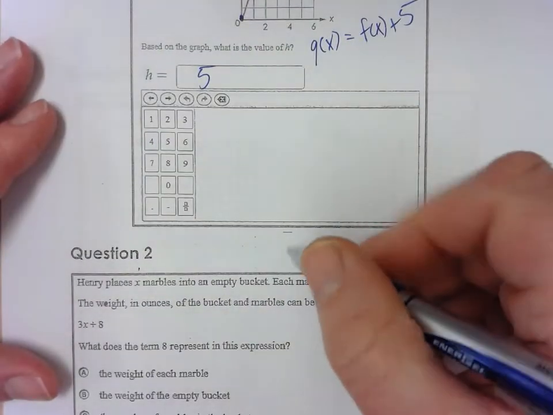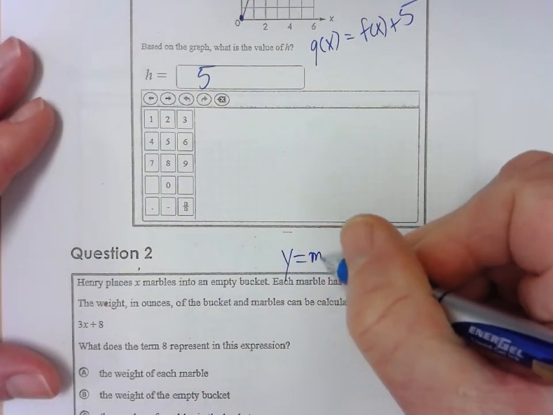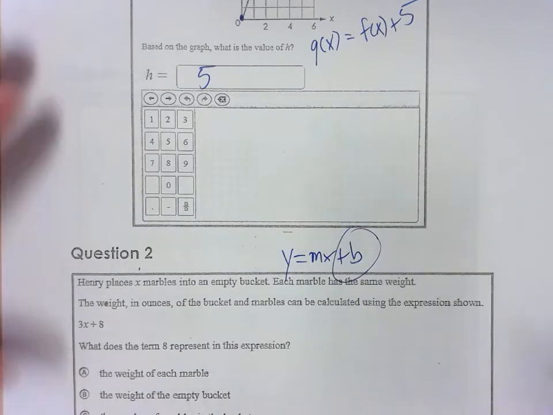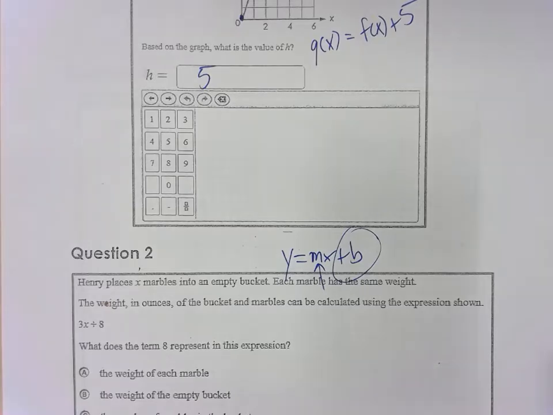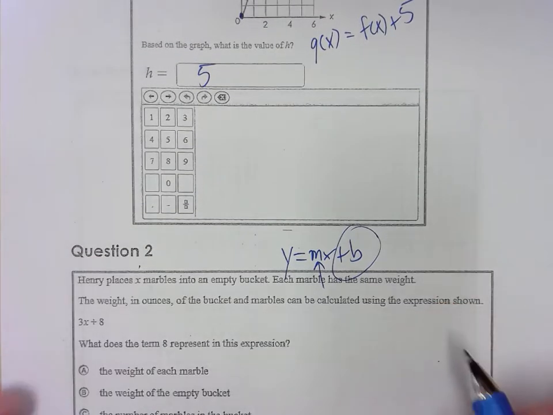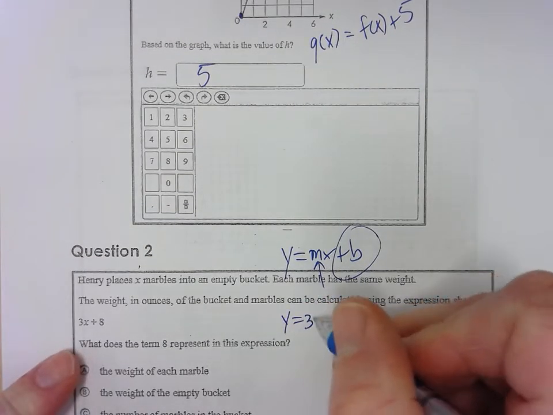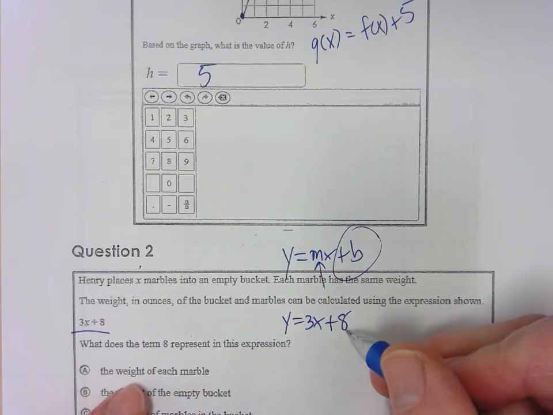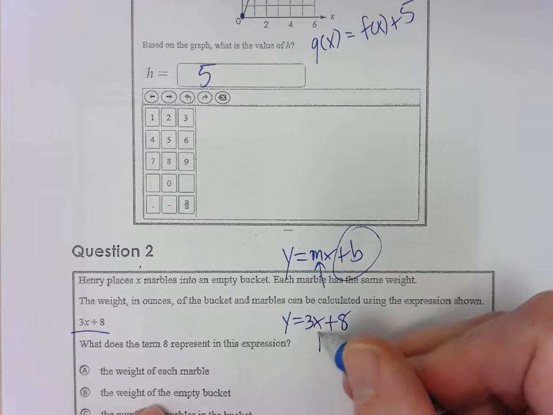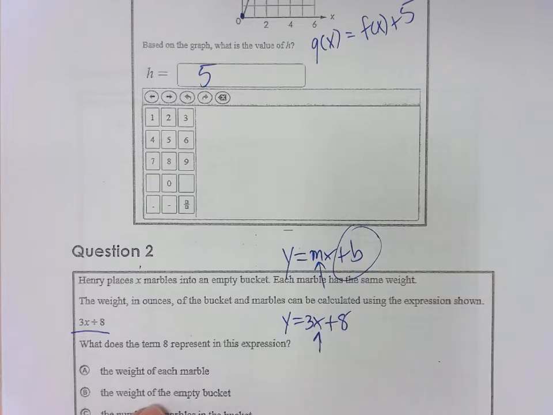On the next problem, we're looking at y equals mx plus b. B is your starting amount, and then m is the slope, is the change. So what we're doing is we're putting marbles into a bucket. So we have y is equal to 3x plus 8. That's what this is right there. So 8 represents the bucket, and then you're adding the number of marbles, and then each marble weighs 3 ounces.